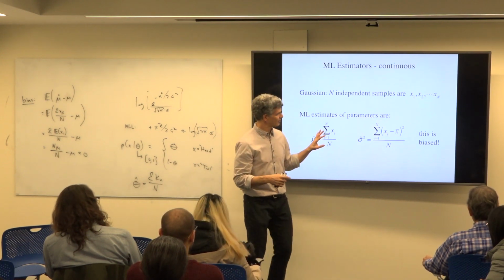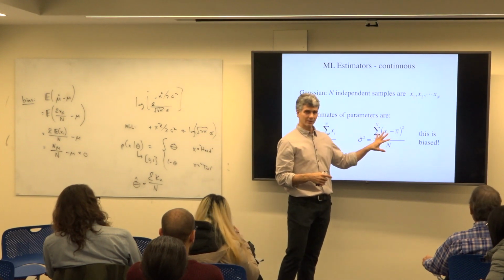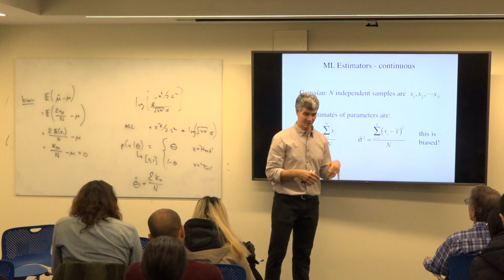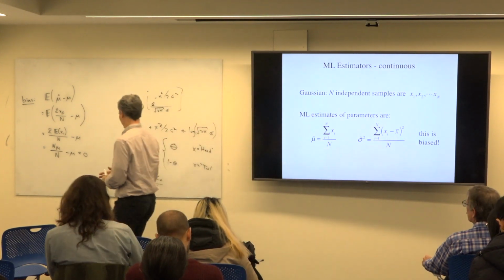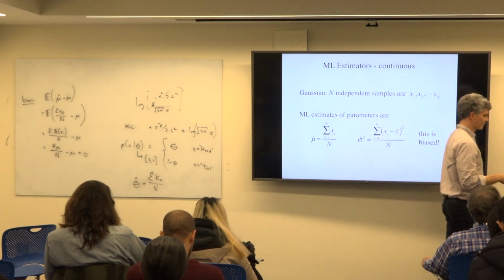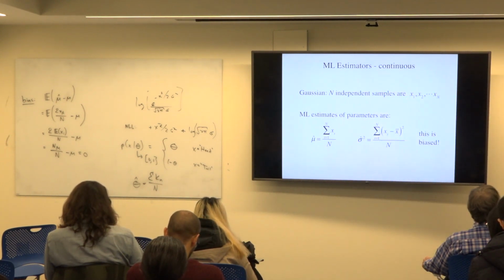Okay. Now what about this thing? It turns out that this thing, when you write it down, is biased. So let's look at that. So let's look at the bias, but now we're going to look at the bias not of the sample average. We're going to look at the bias of the sample variance.